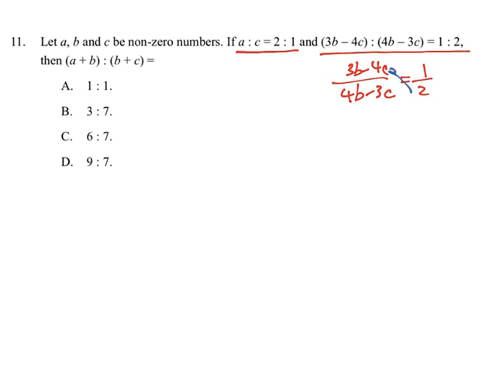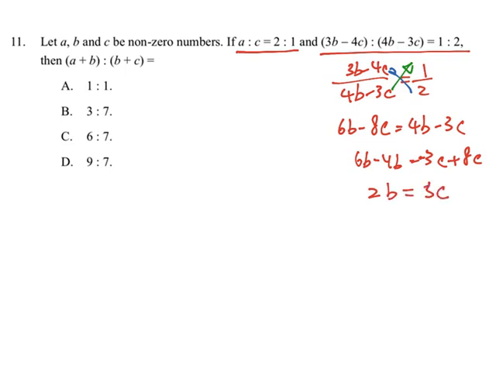So 2 times this one, and then 1 times this one. So 2 times 3, so 6b minus xc equal to 4b minus 3c. So we put b to one side, c to another side. So 6b minus 4b, and then negative 3c, plus xc. So 2b equal to 5c. So that means b over c is 5 to 2.